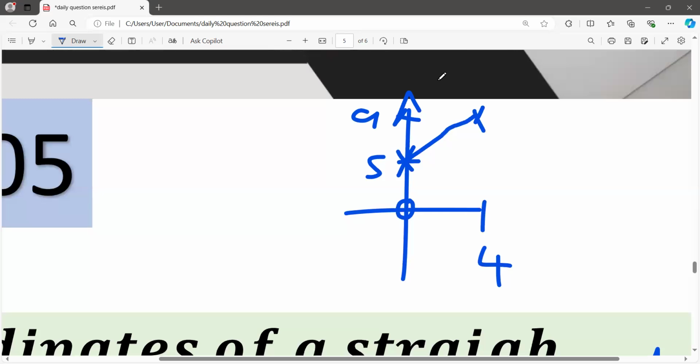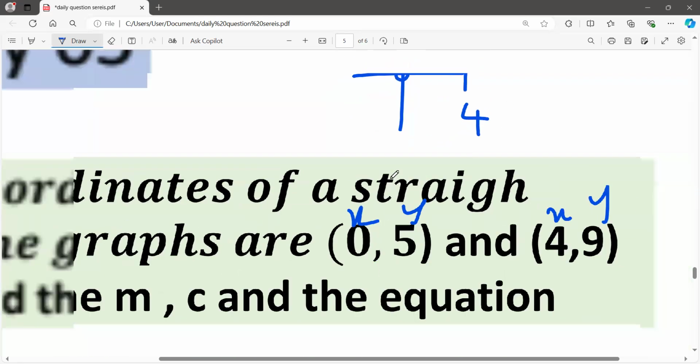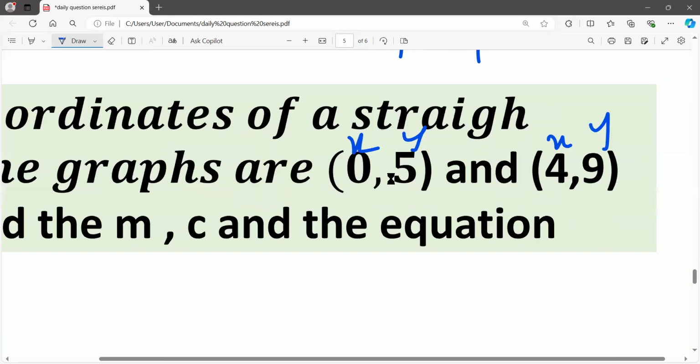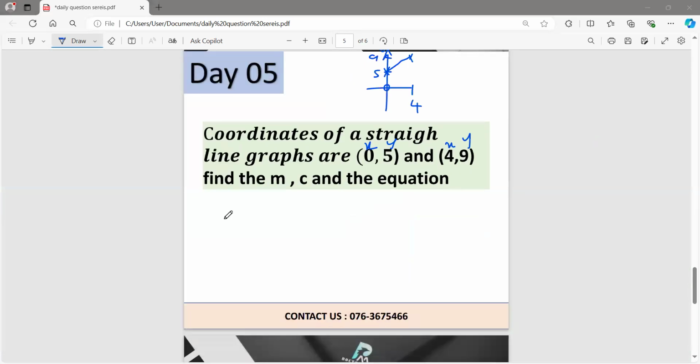Now, if I want to get the gradient, I can see the intercept clearly. The place where we are crossing the y-axis is number 5. Then I can directly write c is 5. Okay, I can directly write c is equal to 5. Then how much is m here? To find m, you can use the formula m equals plus or minus delta y over delta x.